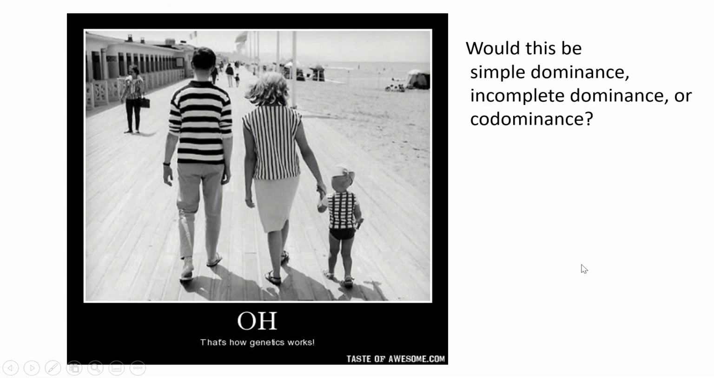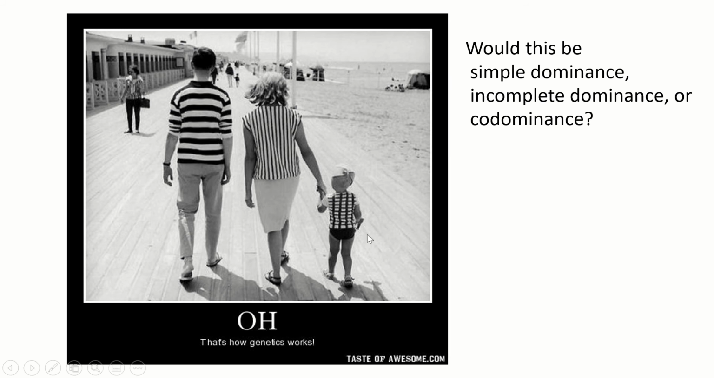All right, so then we get to this meme, which is: Dad's wearing a horizontal stripe, Mom's wearing a vertical stripe, and the kid is wearing plaid. And the caption is, oh, that's how genetics works. So is this how genetics works? Well, it's definitely not a case of simple dominance, because if it were simple dominance, then either of these shirt phenotypes would be present. Okay, also, clothes aren't genetic. But just go with me on this one, all right?